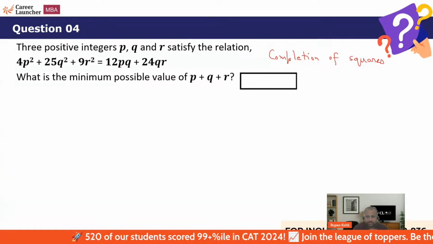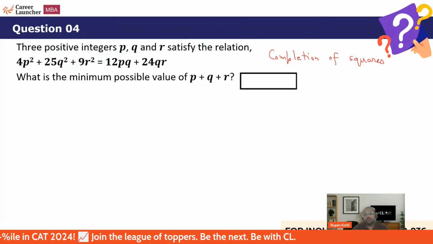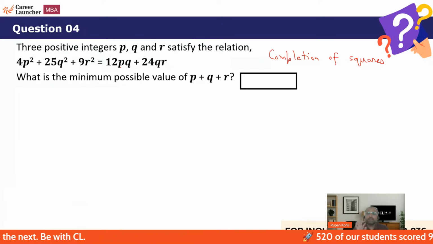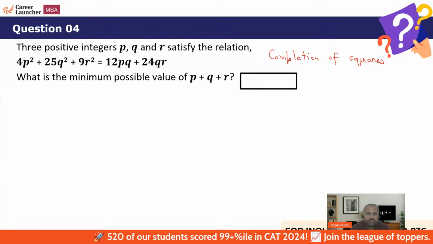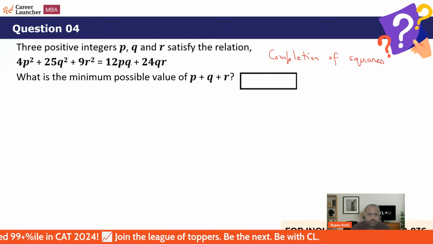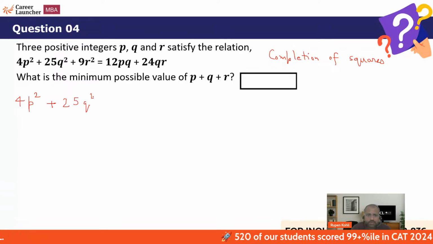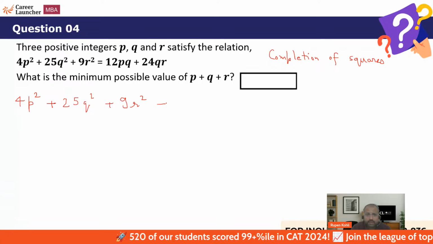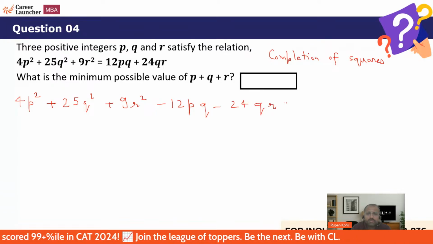to try to express the given equation by completing the squares, recalling the fact that what is a plus b whole square, what is a minus b whole square, simple things like that. Okay. So let's see what we need to do over here. Bring all the terms on one side, then you will be able to recognize how we should break this down. 4p square plus 25q square plus 9r square minus 12pq minus 24qr equals 0.